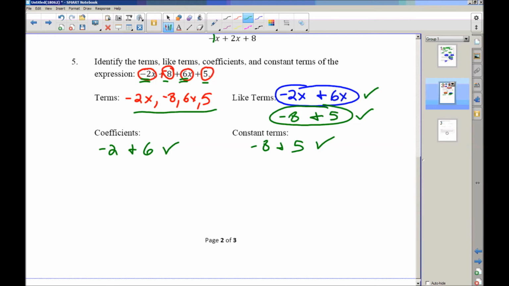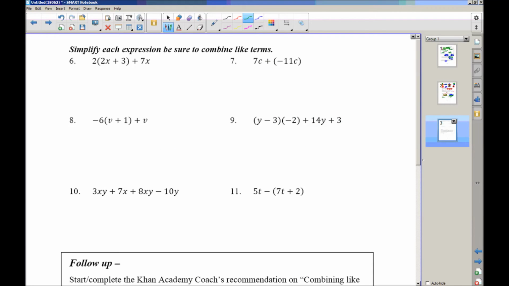Okay, all right. Simplify each expression and be sure to combine the like terms. So this is the part you want to pay special attention to. You're going to be doing a Khan Academy follow-up, and you'll see lots of quiz and test and also the classwork next time about this stuff. Okay, so what we have to do is try to distribute and get rid of any parentheses, and then we have to combine the like terms.